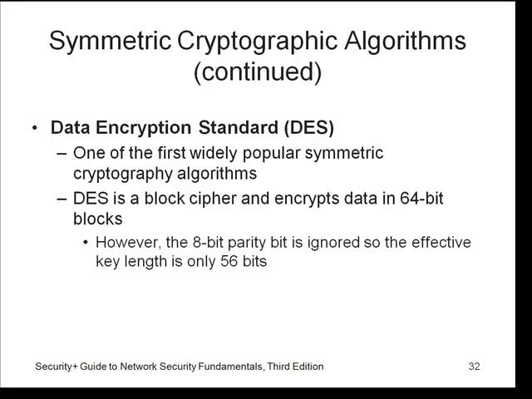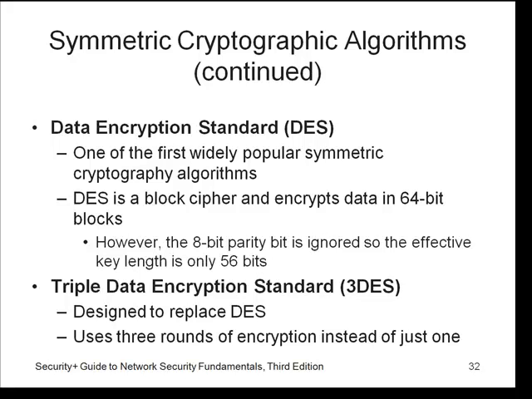DES, one of the first popular ones, is a block cipher that encrypts data in 64-bit blocks. The 8-bit parity bit is ignored, so it effectively has a key length of 56 bits. And going back to the little hash demo, 56 bits is not going to be all that secure. It's going to be of lesser quality.